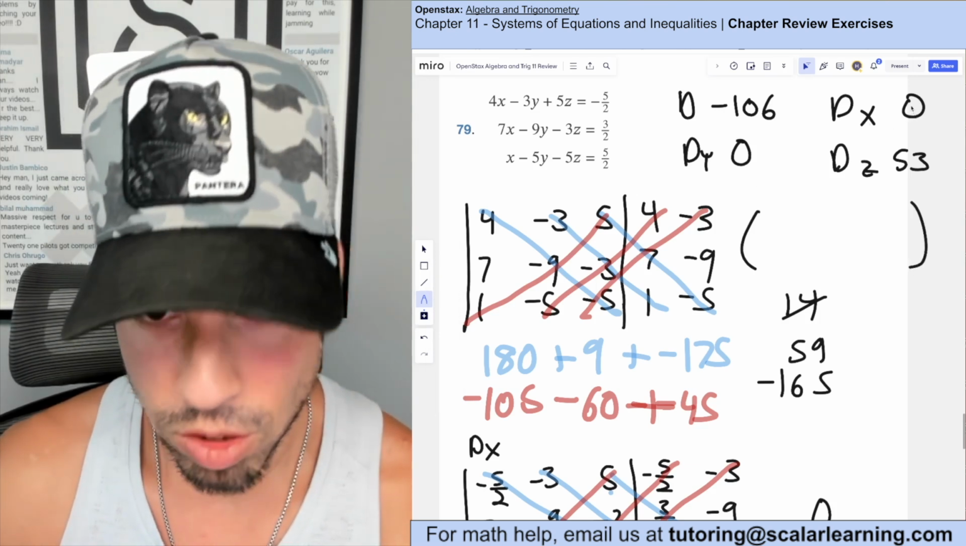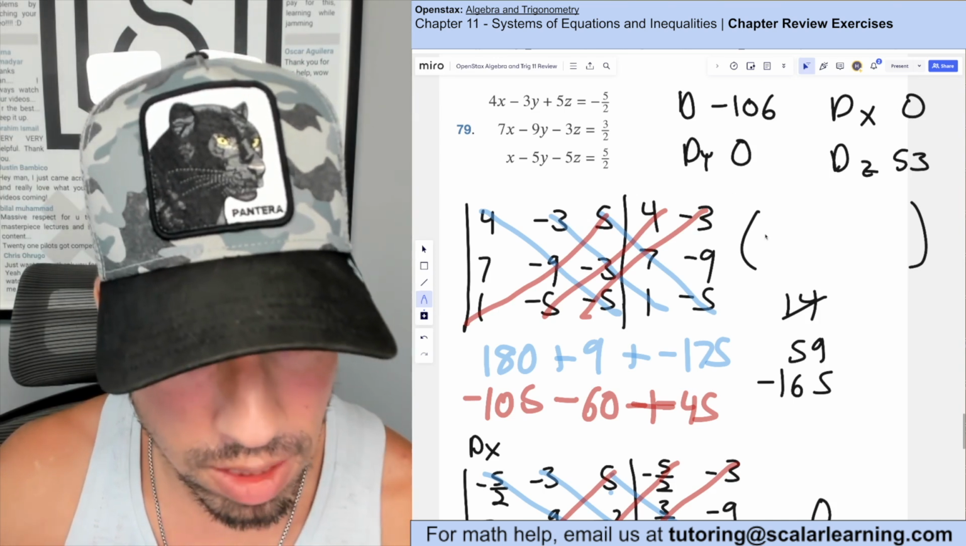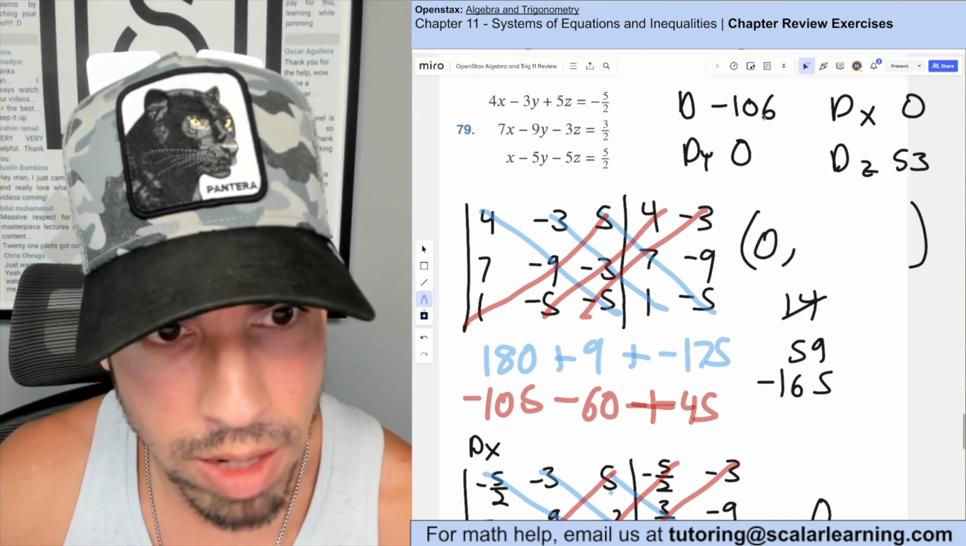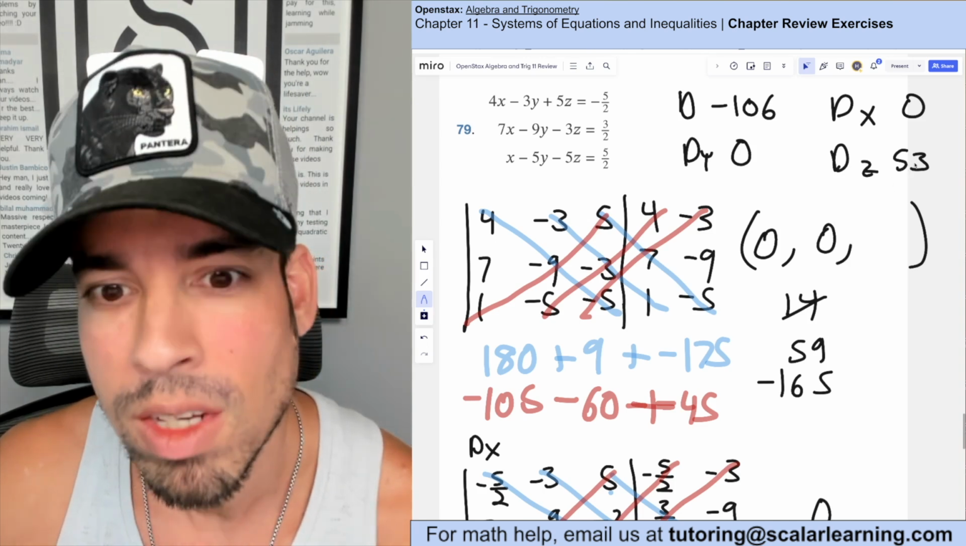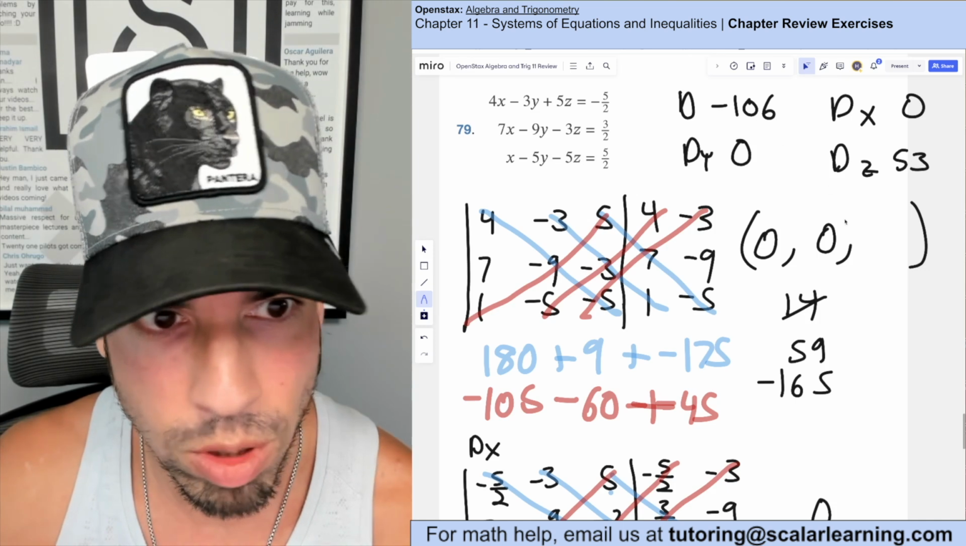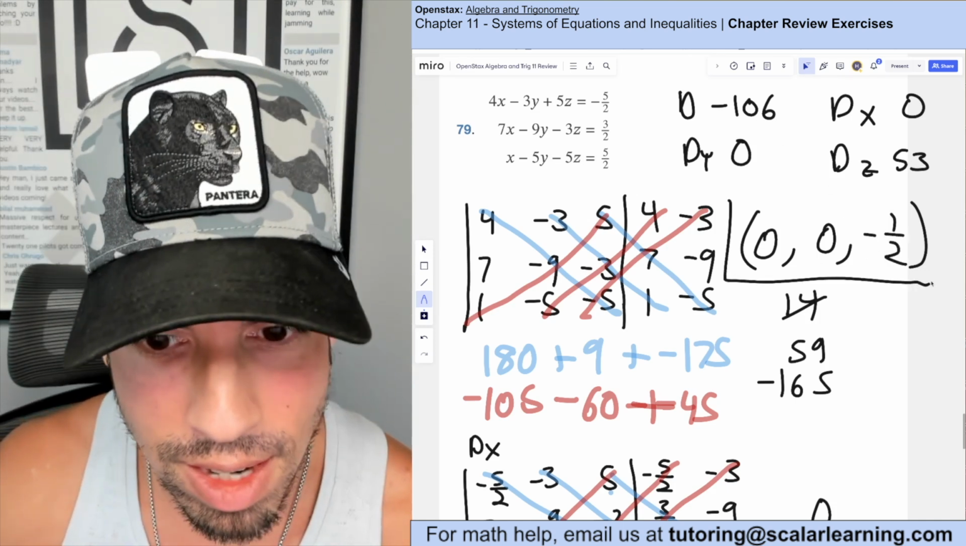So now that we have all of these, we can calculate the final values, right? To get x, we do dx divided by d, 0 divided by that is just 0. To get y, we do dy divided by d, 0 divided by that is 0. And last but not least, to get z, we do dz divided by d. 53 over negative 106 is negative 1/2. And that is how you do it.